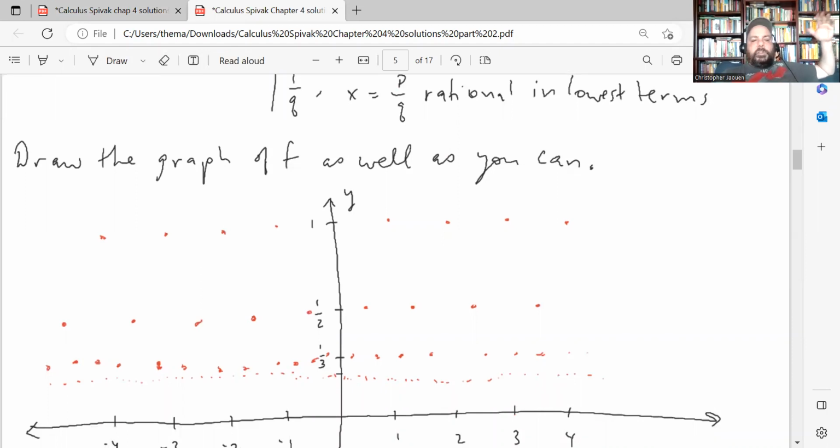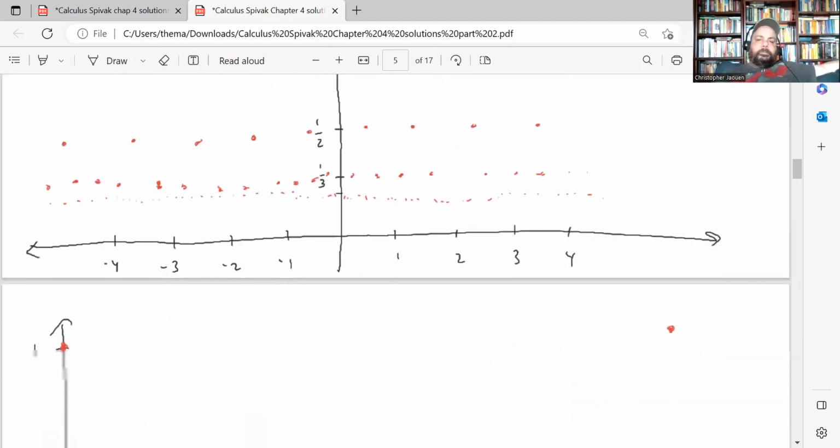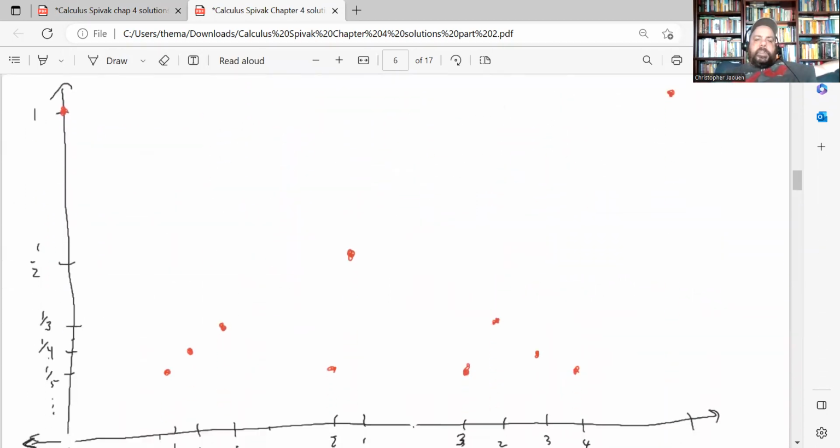All right, so you can't actually draw this graph. He says draw it as well as you can. You can't actually draw this graph because the rationals are dense in the real numbers. So as you get closer and closer to 0, you get more and more points in between, in each of the intervals of length 1. But if I zoom in to the interval from 0 to 1, it looks something like this, and the function will repeat with period 1.